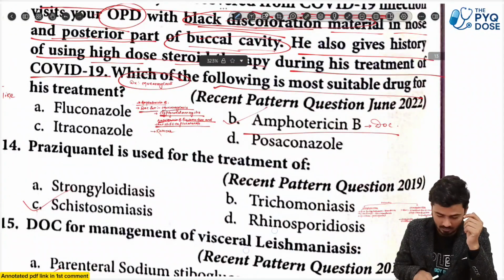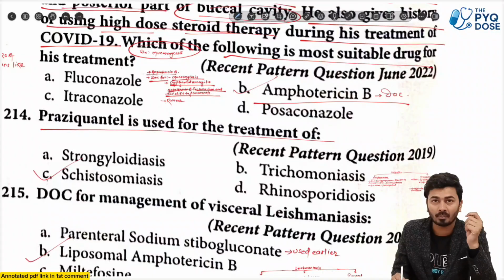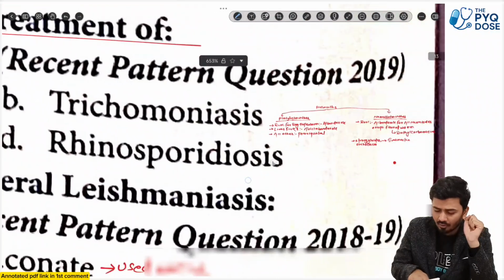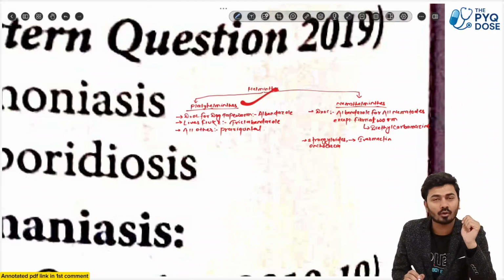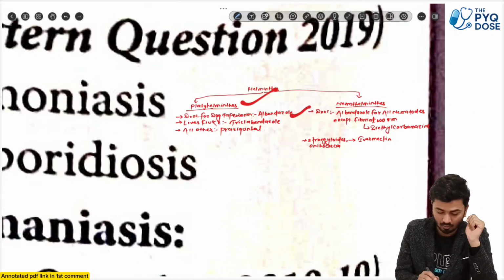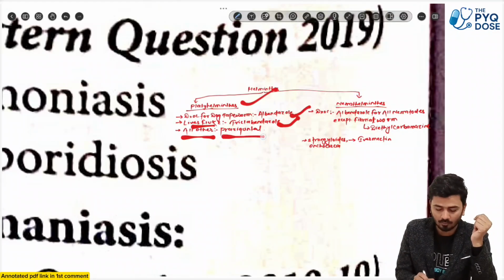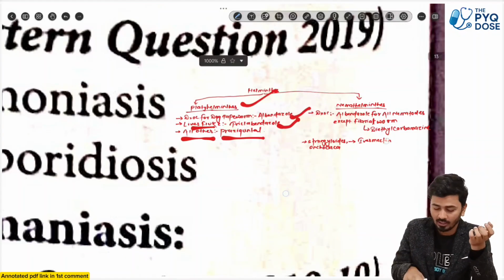So next will be the next question. Praziquantel will be used for the treatment of what? If we talk about helminths, for the platyhelminths, drug of choice for one type will be albendazole. For liver fluke we use triclabendazole, and all other helminths in the platyhelminths category will be treated with praziquantel. Platyhelminths means nothing but the flatworms only.